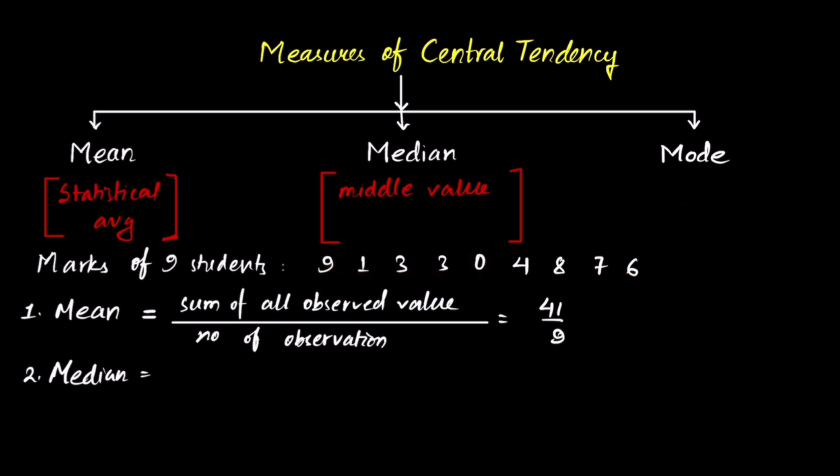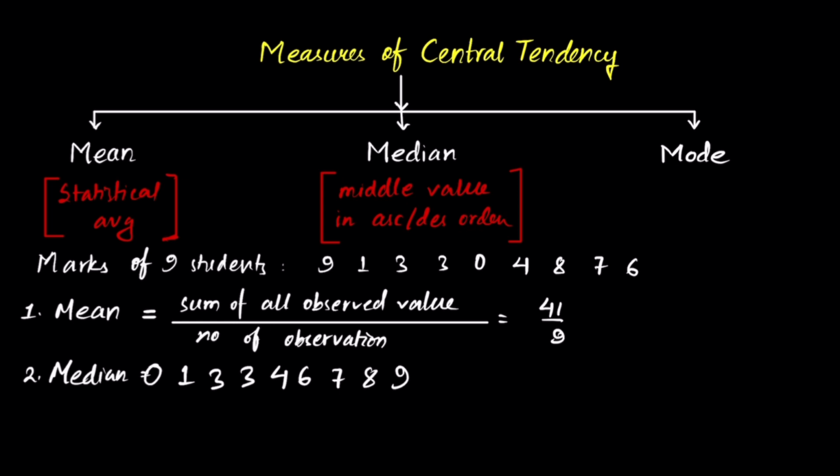However, this is wrong. The reason it is wrong is because the definition is not complete. Median is not just any middle value. It is the middle value when the data are arranged in either ascending or descending order. So first you need to arrange the given data in either ascending or descending order. Let's say I arrange it in ascending order. So I get 0, 1, 3, 3, 4, 6, 7, 8, 9.